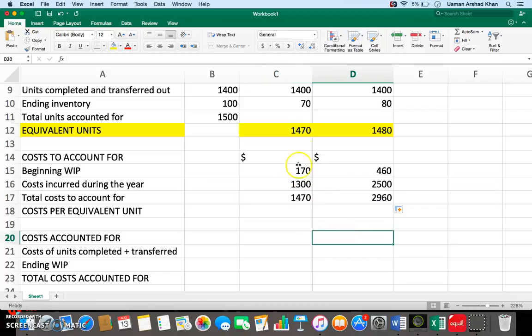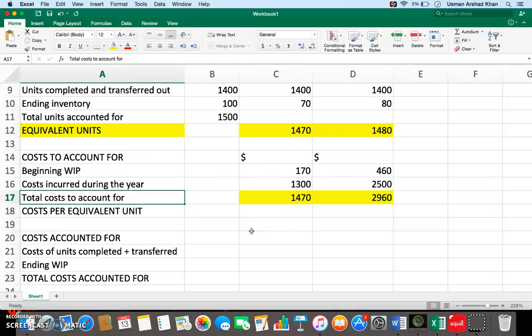Just a word of caution, guys. This 1470 here and the 1470 here are just a coincidence. Don't be looking out for these numbers to be the same, because they're not supposed to be. It's just the case in this question.